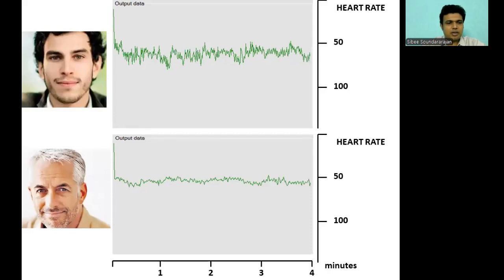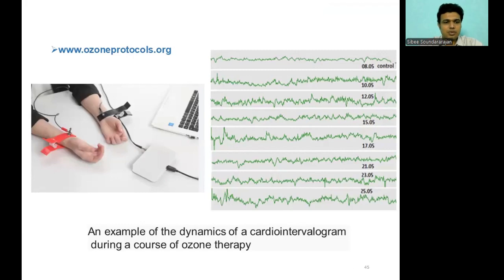By recording several hundred cardiointervals sequentially, we obtain the so-called cardiointervalogram. The type of cardiointervalogram depends on the patient's age. Based on a large amount of data, we have solved the inverse problem, determining the patient's adaptation age based on the spectral analysis of the cardiointervalogram. The solution is embodied in the boson test hardware and software complex shown in the photo. The program is available on the internet at ozonprotocols.org. The slide also shows typical dynamics of a cardiointervalogram during a course of ozone therapy.